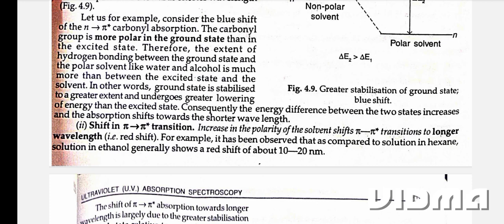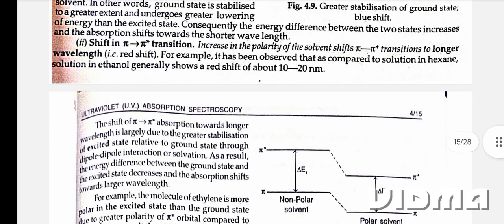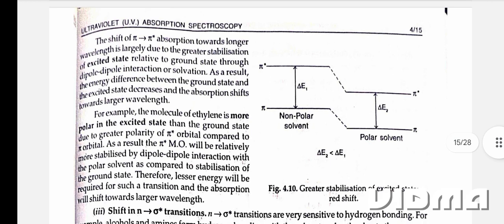Shifts in pi to pi star transition. Increase in the polarity of the solvent shifts pi to pi star transitions to longer wavelength. For example, it has been observed that as compared to a solution in hexane, a solution in ethanol generally shows a red shift of about 10 to 20 nanometer. The shift of pi to pi star absorption towards longer wavelength is largely due to the greater stabilization of the excited state relative to the ground state through dipole-dipole interaction or solvation. As a result, the energy difference between the ground state and the excited state decreases and the absorption shifts towards larger wavelength.